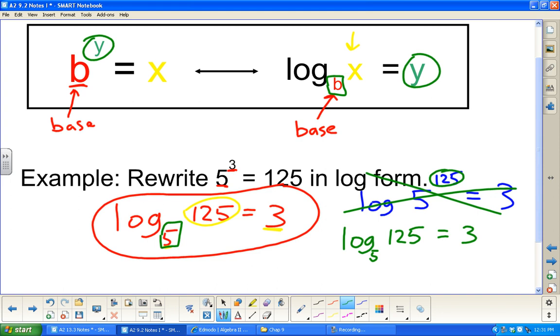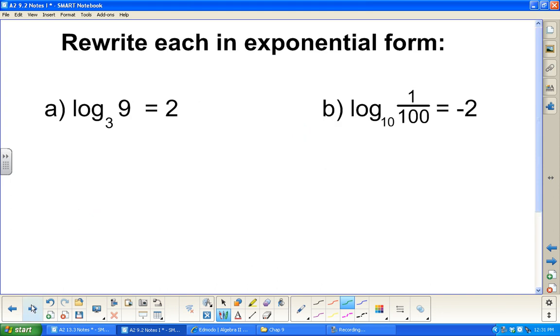Okay, it's just a little thing that I've noticed. Okay, and we'll see what we're going to do with this in a second. Right now, we're merely just changing back and forth. So let's do the second one. Let's say they gave you log form, and we want to be able to change it to exponential form. So we just want to rewrite it.